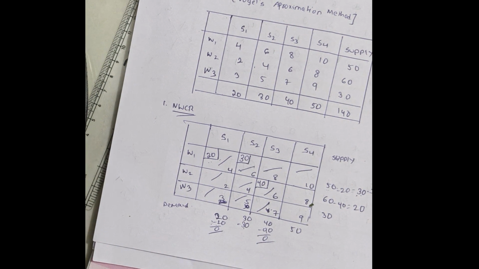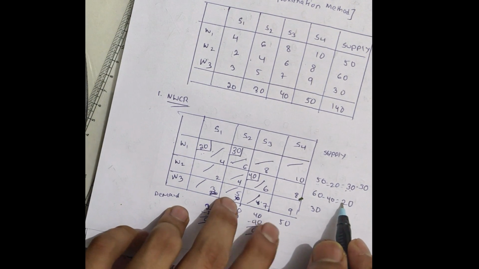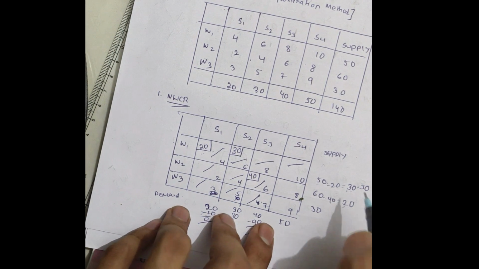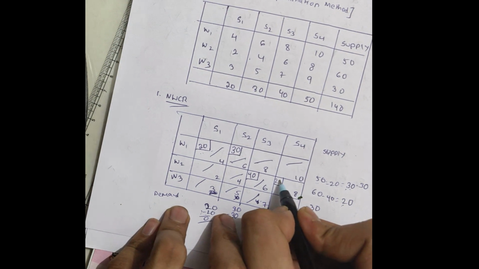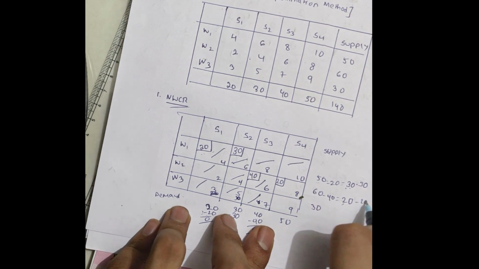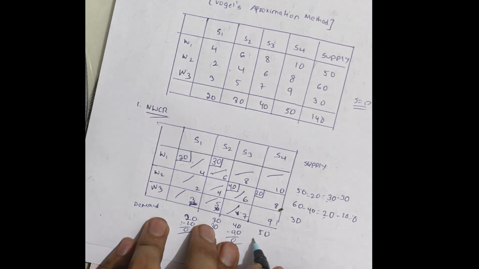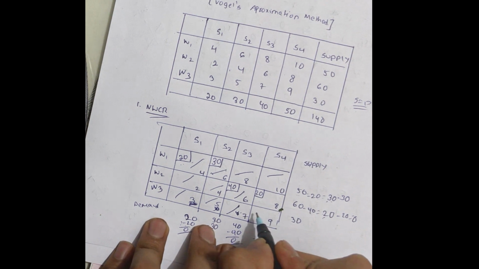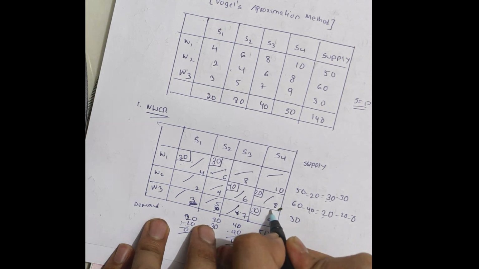Now what we have to do? Here, 20 is the supply and 50 is the demand, so the least one is 20. So minus 20 equals 0, and 50 minus 20 equals 30, and the last one is 30.